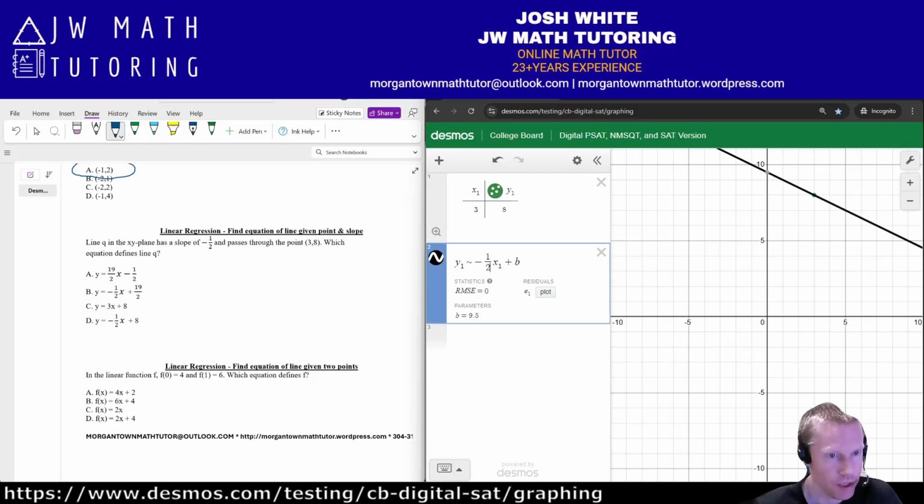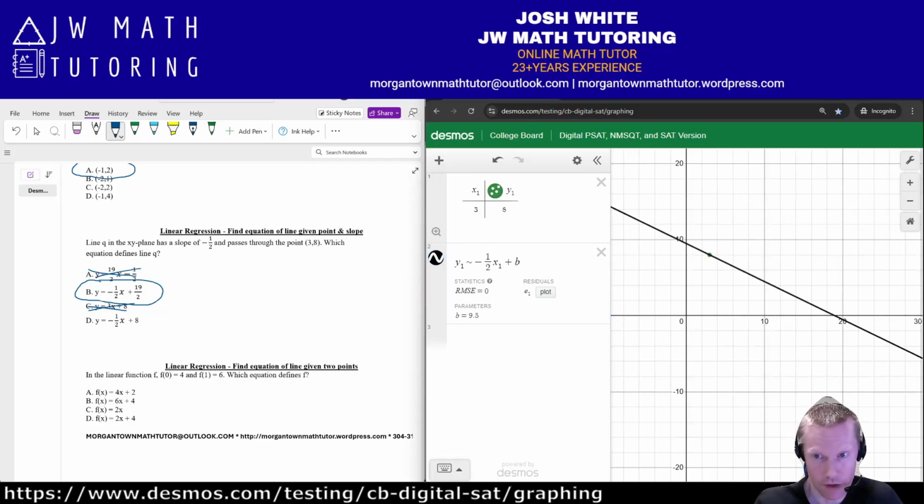Now, a couple things just to point out. On this specific problem, since you were given the slope of negative 1/2, you should have already been able to eliminate answer choices A and C because they don't have the correct slope, and you'd basically be down to B and D anyways. But this is how you can quickly and easily find the y-intercept value of the line.